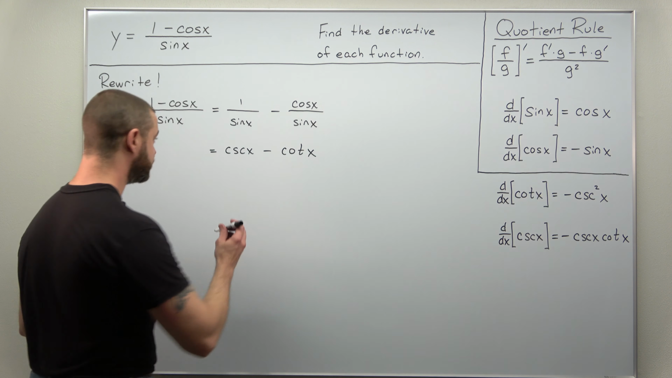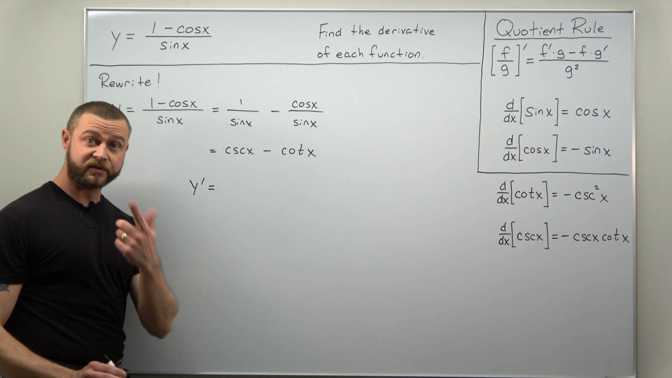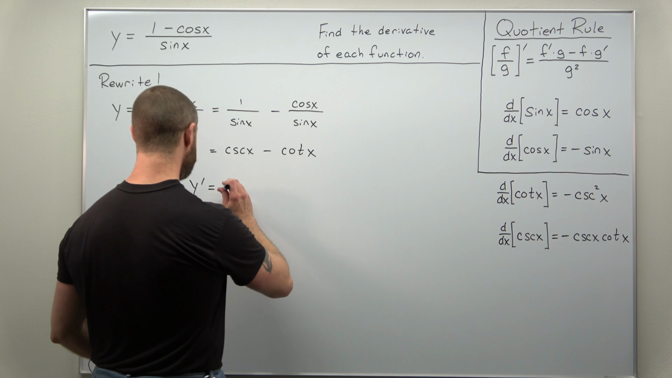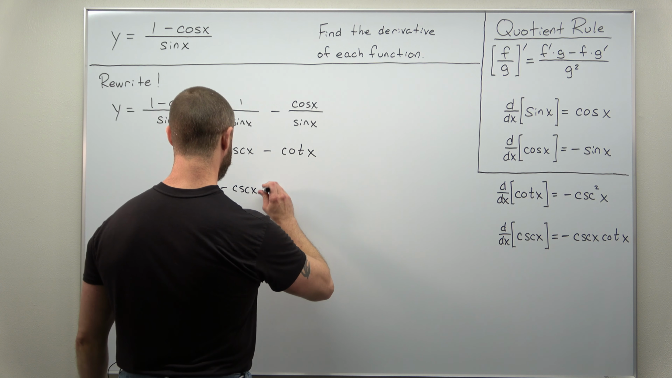And now we just calculate the derivative. So I'll put that right below. And we're just going to differentiate each term. The derivative of cosecant, that's negative cosecant x times cotangent x.